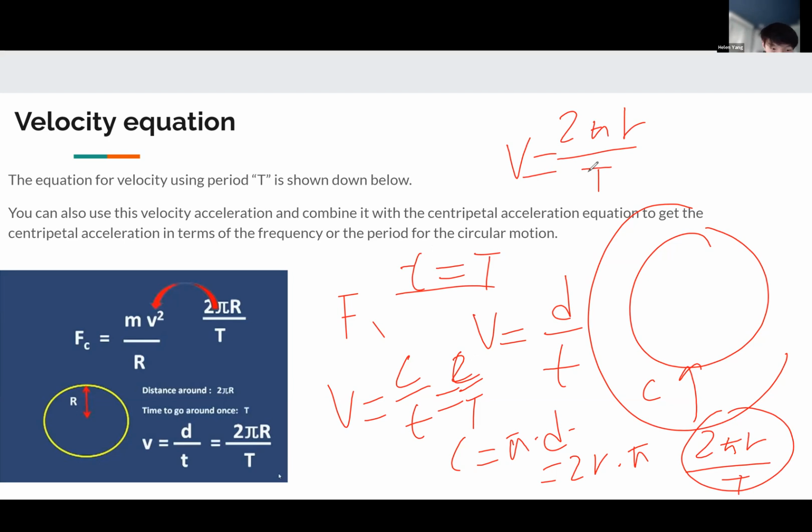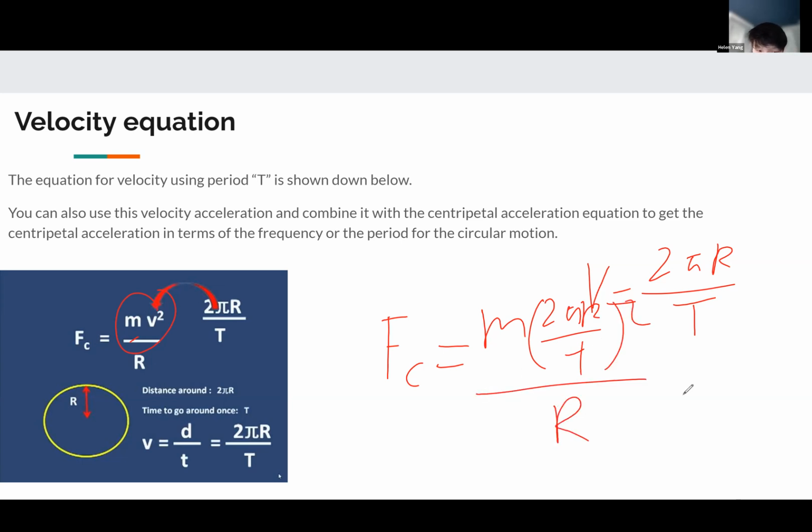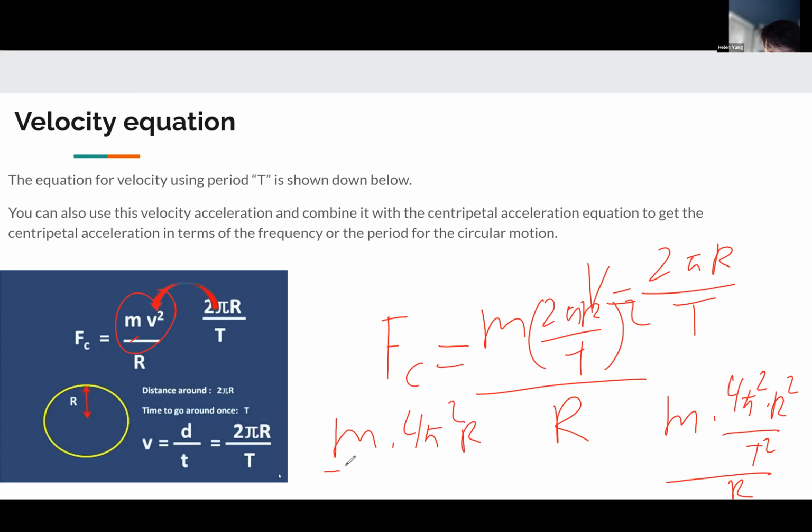And then you can also use that in the centrifugal force equation. So if v is equal to 2 pi r divided by the period, then the centrifugal force would be m times (2 pi r over T) squared divided by r. So that would be m times 4 pi squared times r squared over T squared divided by r. And that would just be equal to m times 4 pi squared r divided by T squared.